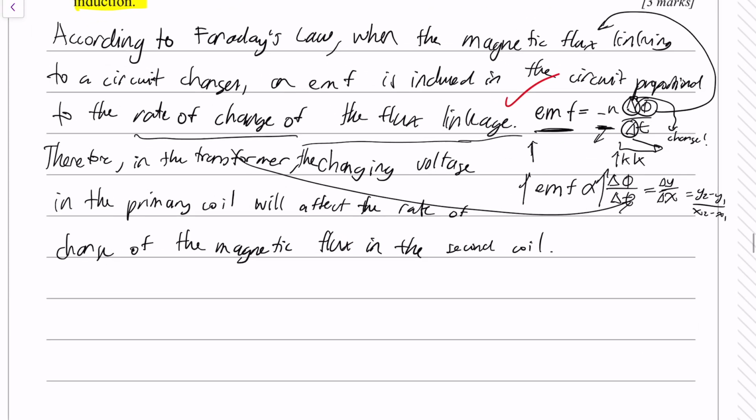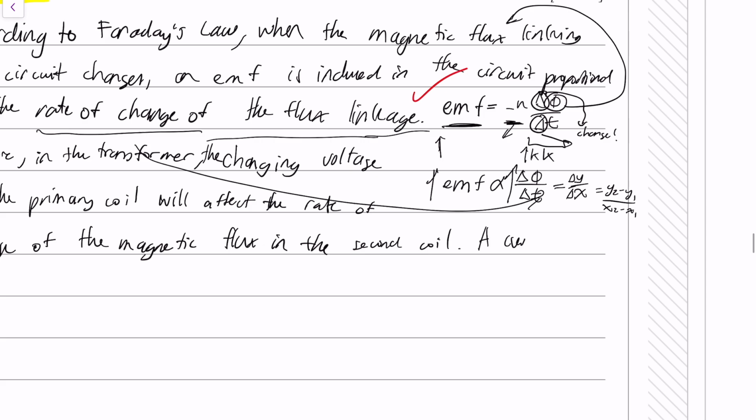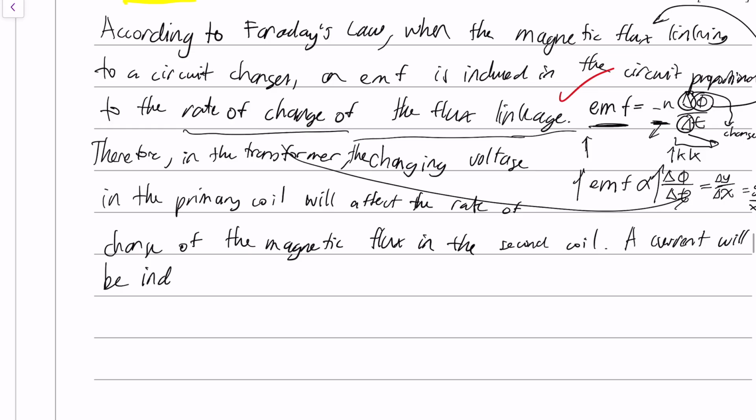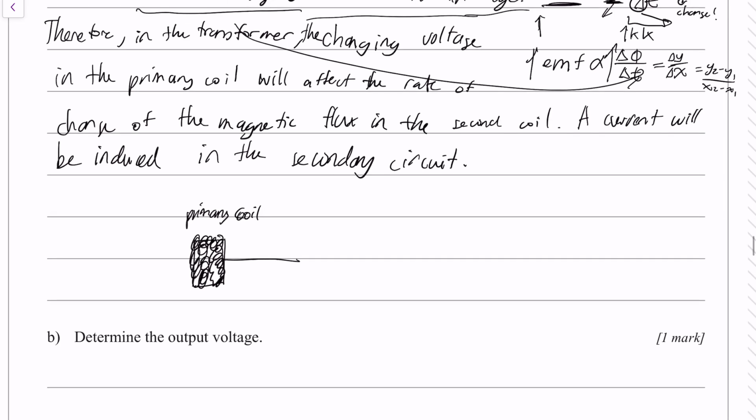and what happens there is, because we have a voltage, then a current will also be induced. But only in the secondary circuit. Okay, so if I were to draw a diagram, I could show how we have the primary coil, alright, and it's connected to a secondary coil.